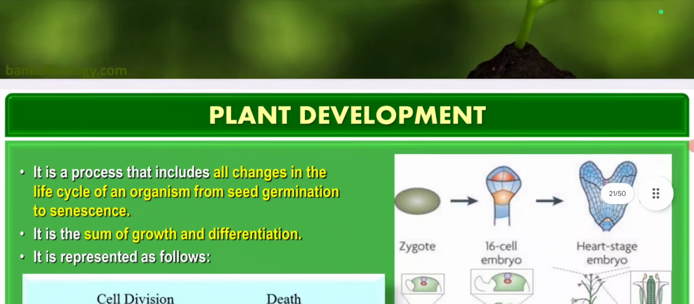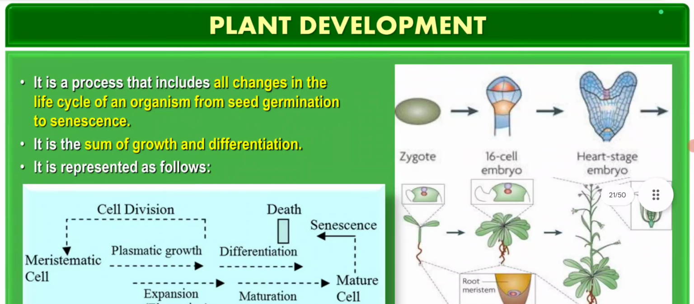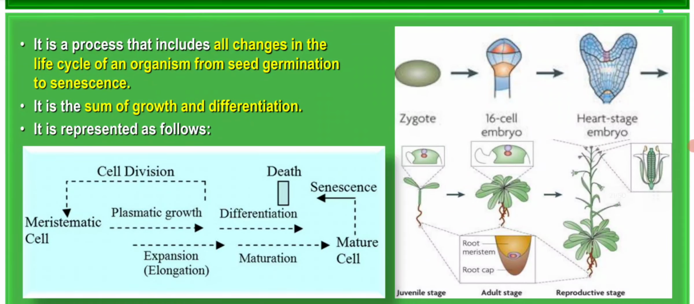Now, plant development. It is a process that includes all changes in the life cycle of an organism from seed germination to senescence. What is plant development? It means all changes in the life cycle from seed germination to senescence. Senescence in plants refers to the process of aging and eventual death of plant tissue, organs or the entire plant. That is called the senescence stage.